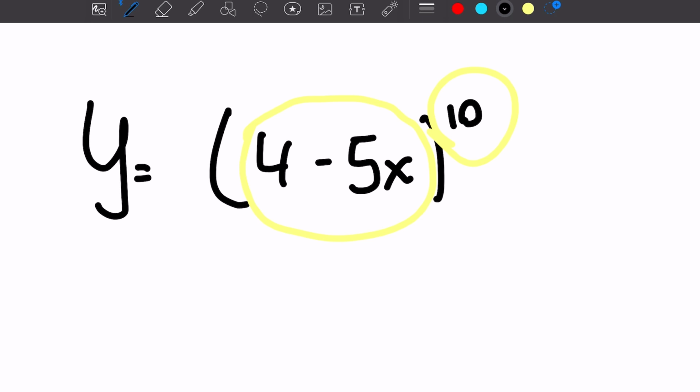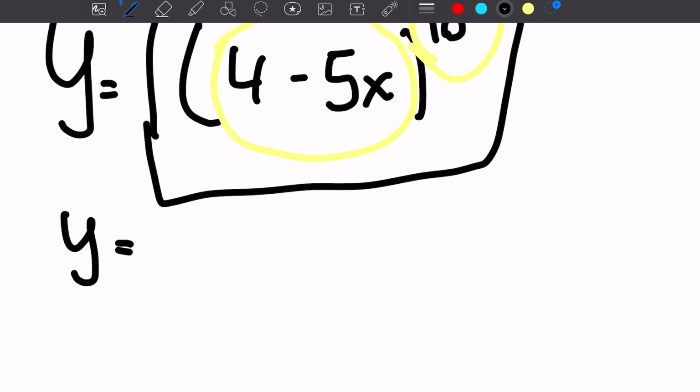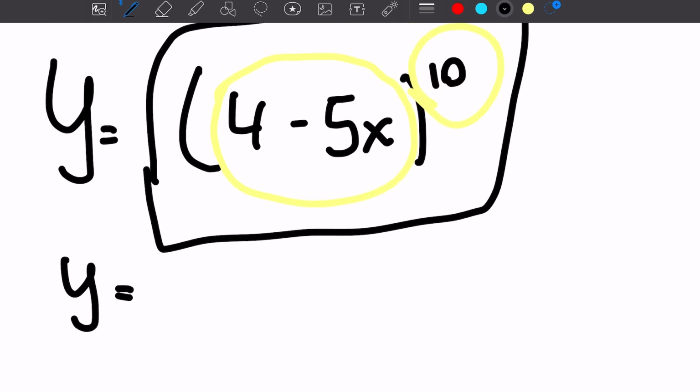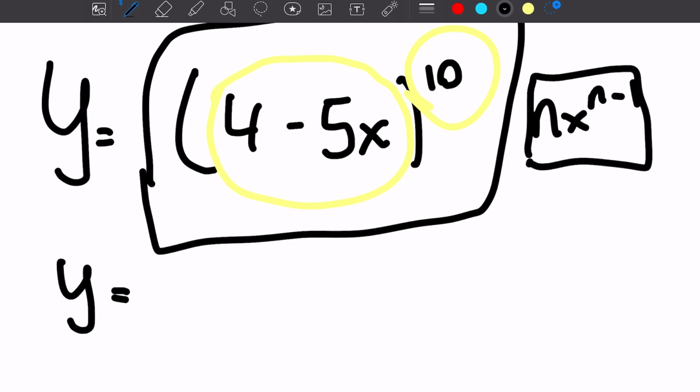So you just find the derivative. Why am I chewing that word so much? Find the derivative of 4 minus 5x, which you know is just minus 5, and multiply by the derivative of the outside, which is 10 times whatever you had in brackets, to the 9. Right now, you should be kind of able to see these in your head. Bring the power down, subtract 1 from the power, and multiply by the derivative of the inside of the brackets, right?